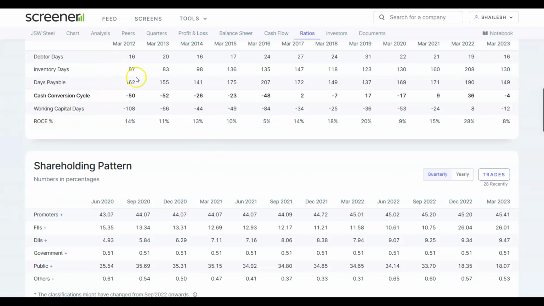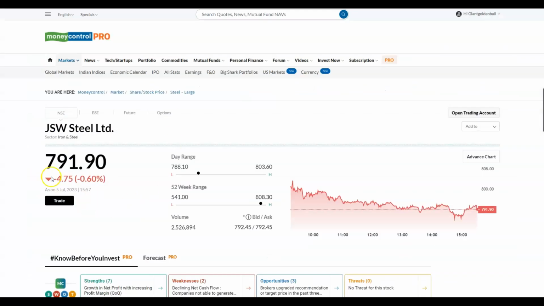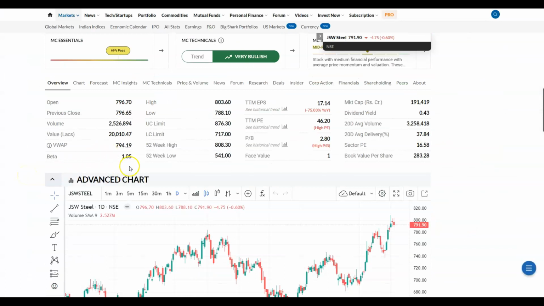So if you look into the inventory days, here the inventory days have reduced from 208 to 130, which is good about this company. Now let's look into the beta for this stock. So the beta is coming out to be 1.05. So it moves in alignment with the market, or it is ahead of the market by 0.05.